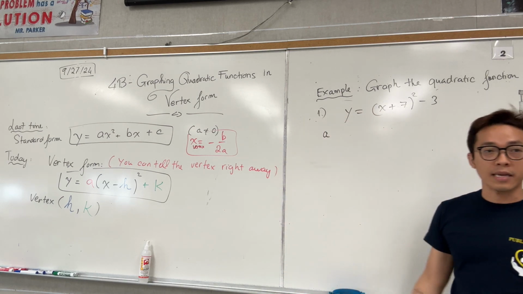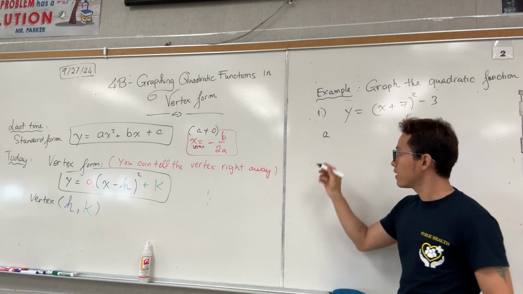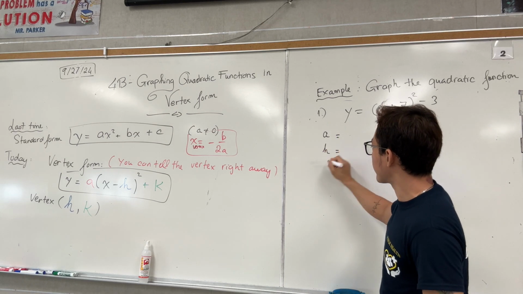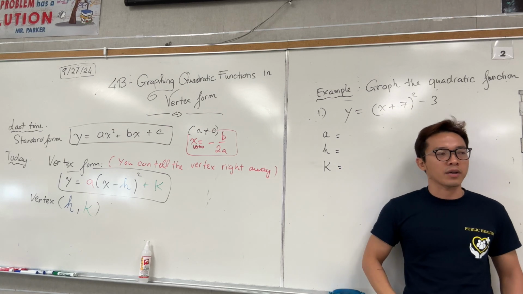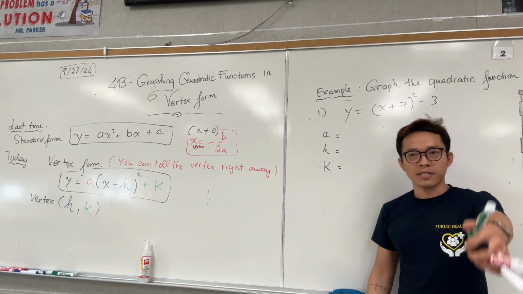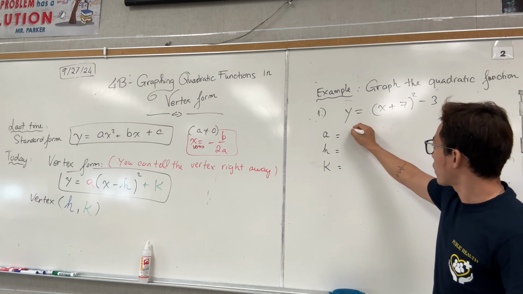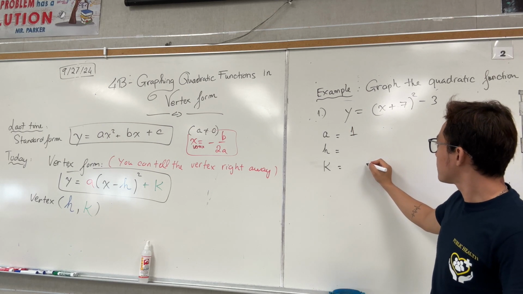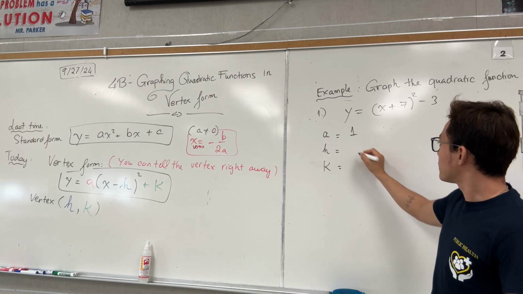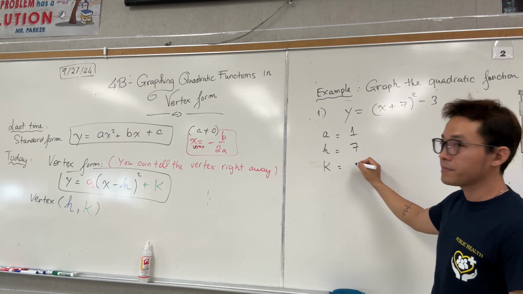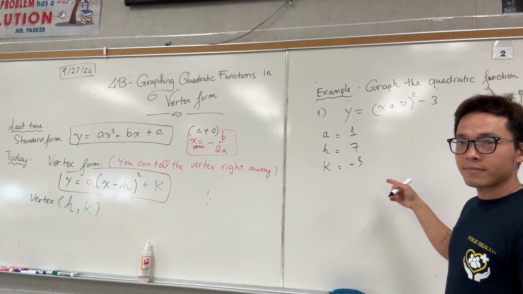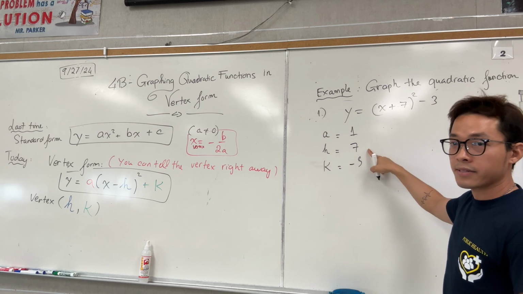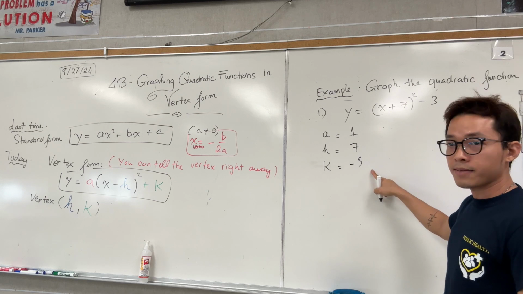I want to show you step by step, but I want you to work together. So a, h, and k. All right, who can get me exactly three numbers here in one shot? I'm going to give you a point. All right, Jason. a is 1. Where is 1? h is 7. k is? -3. Okay, William, is that correct? a is 1, h is 7, k is -3.